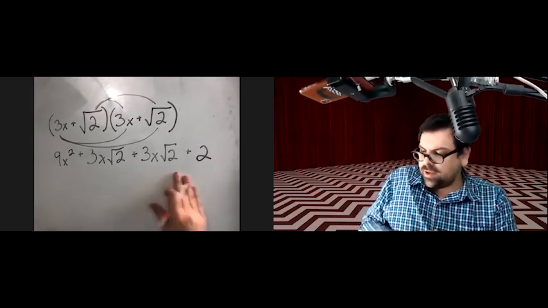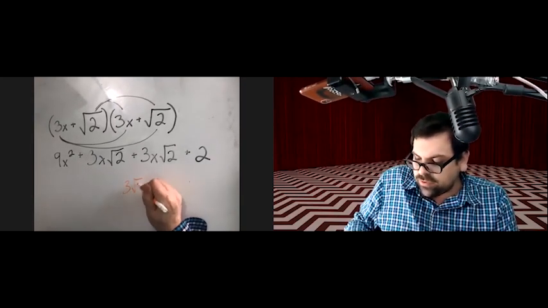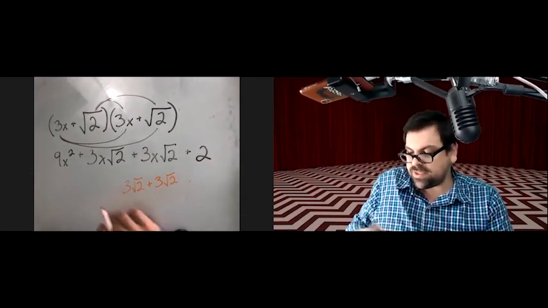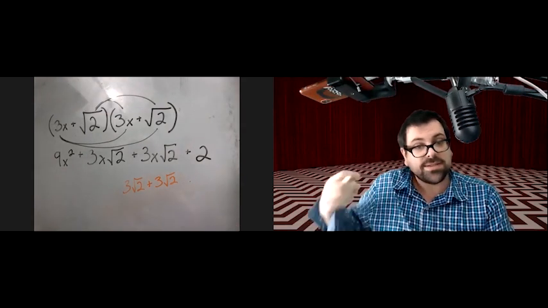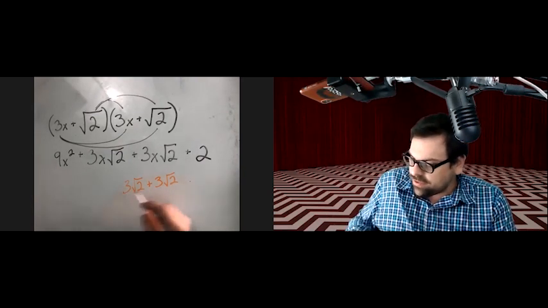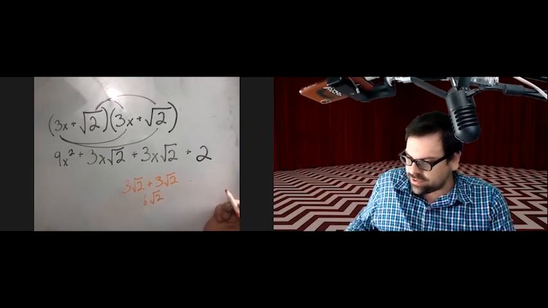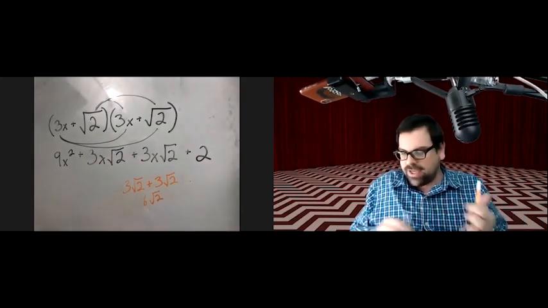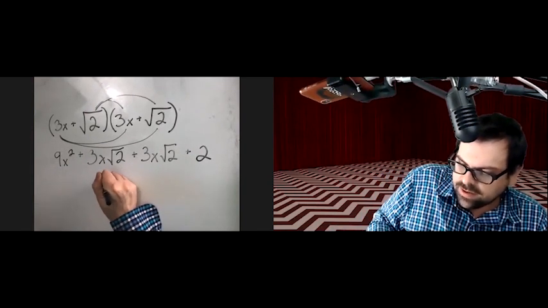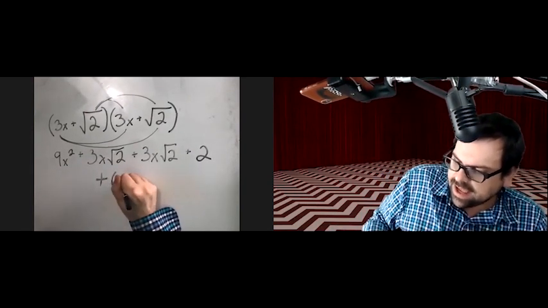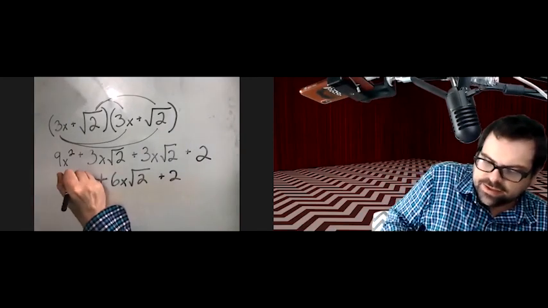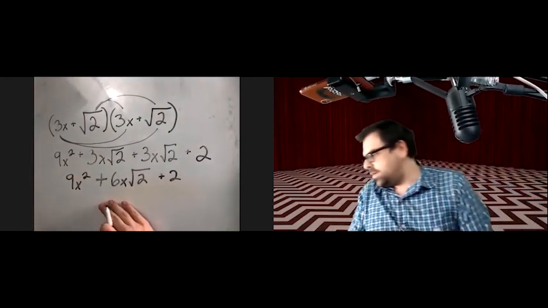Anyway, what is 3x radical 2 plus 3x radical 2 in order to combine these like terms? Because 3 radical 2 x's plus another 3 radical 2 x's. Well, they're like radicals, and 3 plus 3 would be 6 of the radical 2's. So when we combine here, we get 3x plus 3x equals 6x radical 2, plus 2 on the end, and then the 9x squared in the front.